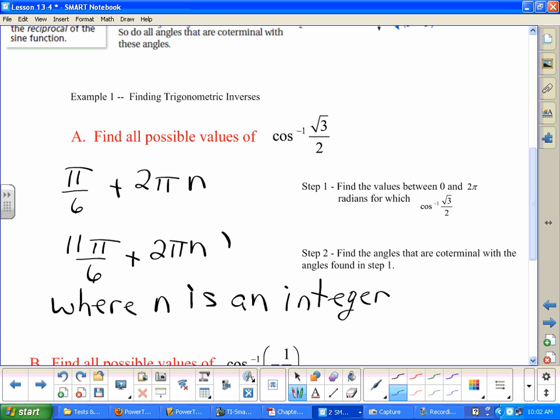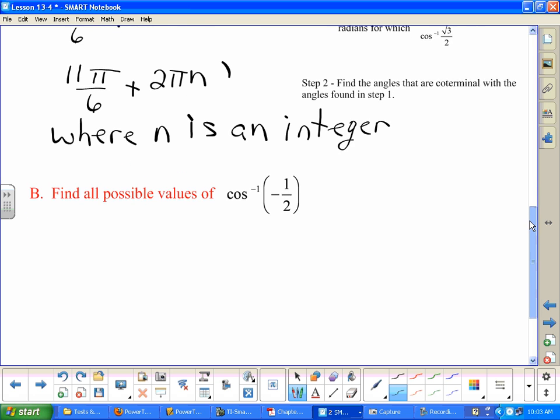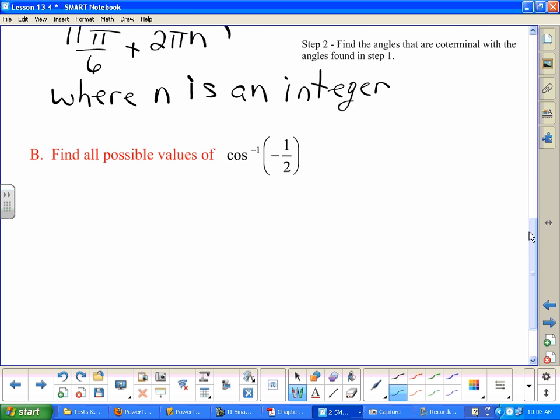Okay. So when it says find all possible values, you've got to add 2 pi n to your answer because it involves every time we stop at that spot on the unit circle. Okay? We're talking about all those coterminal angles. You learned about that the other day, right? Coterminal angles. They differ by 360 degrees if you're in degrees, or multiples of 360, or they differ by 2 pi if we're in radians. Okay? All right, so let's try this one then.